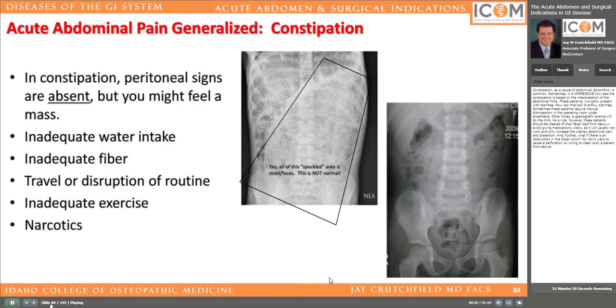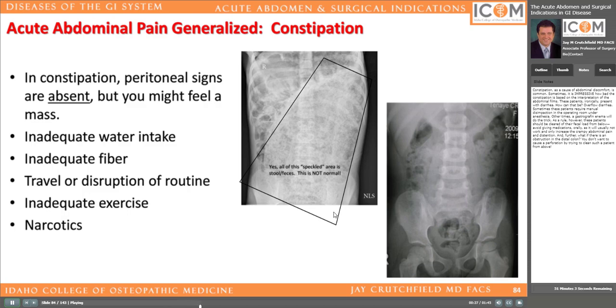Patients who are constipated can present with a generalized abdominal pain. In constipation, the peritoneal signs may be absent, but you might actually feel a palpable mass. That mass is usually an impacted colon, which is full of feces. Sometimes these patients' abdominal pain, which is again generalized, is a result of constipation from inadequate water intake, inadequate fiber, or from travel, no exercise, or even a result secondary to underlying narcotic use.